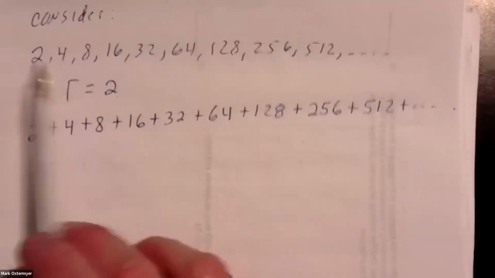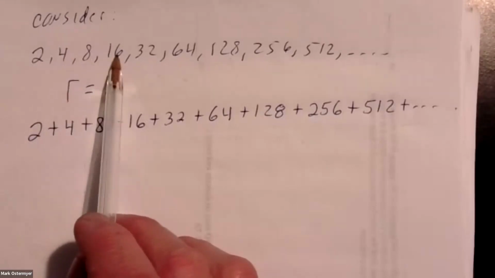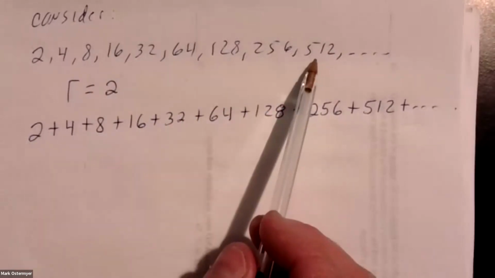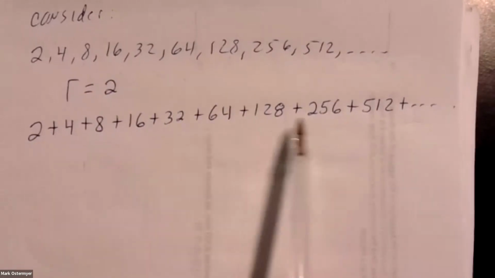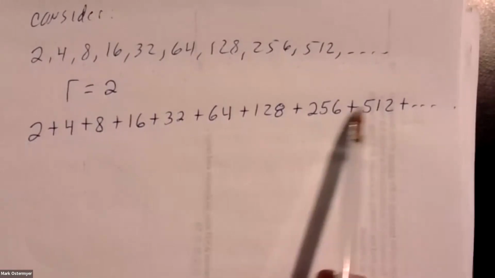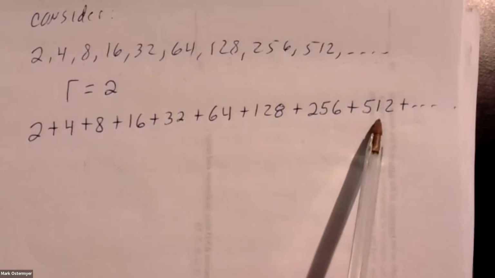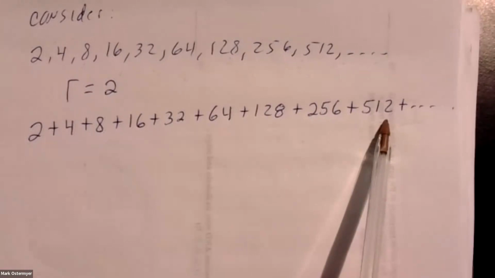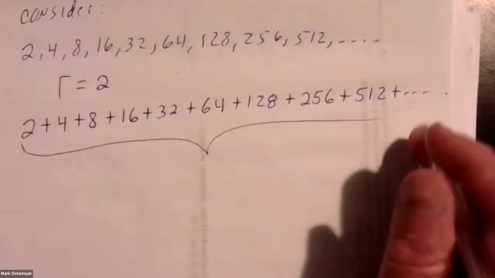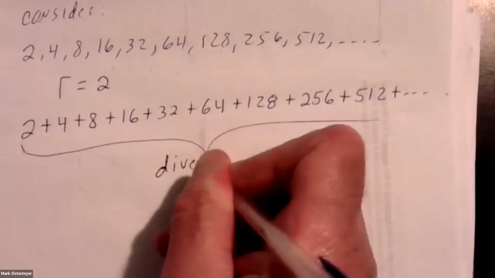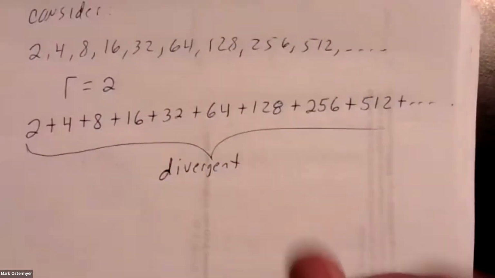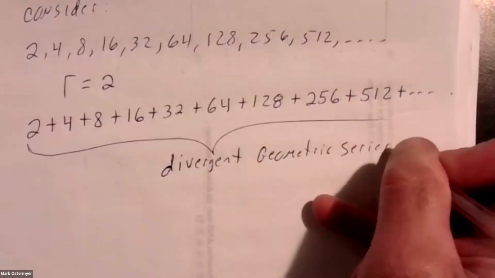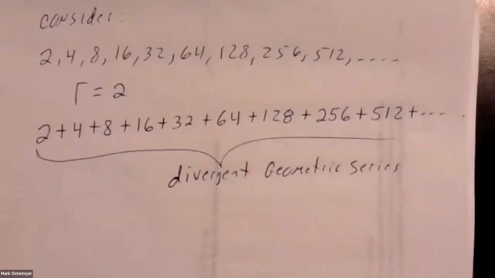In fact, ladies and gentlemen, what's happening to these terms? They're not getting smaller. They're getting larger. These terms are growing. They're growing fast. And when you keep adding a larger and larger number to an ever increasingly larger sum, that sum's only going to get larger and larger and larger. There's no way this infinite sum exists. So we would call this a divergent infinite geometric series. And so there you go.